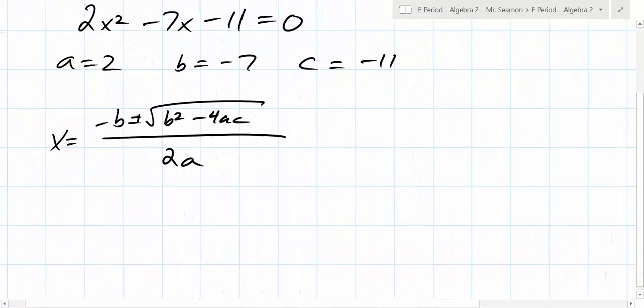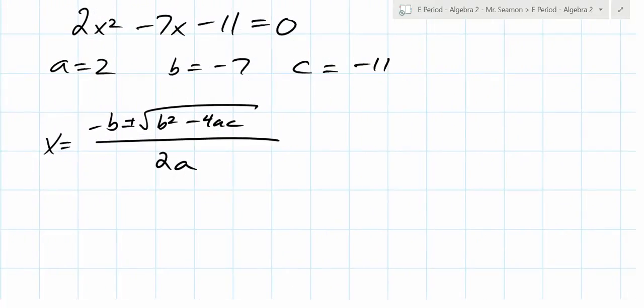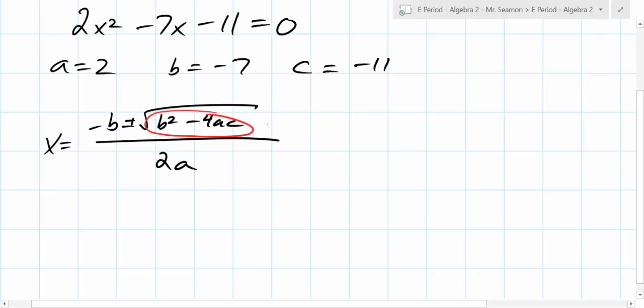All over 2a. Now here's the thing. If you just plug it in right now to this whole thing, you're going to write a lot of things over and over again that probably would be easier not to have to write over and over again. What part of that equation is the annoying part to write over and over again? The b squared minus 4ac. Do you remember from before break that had a name? This thing right here is called the discriminant.